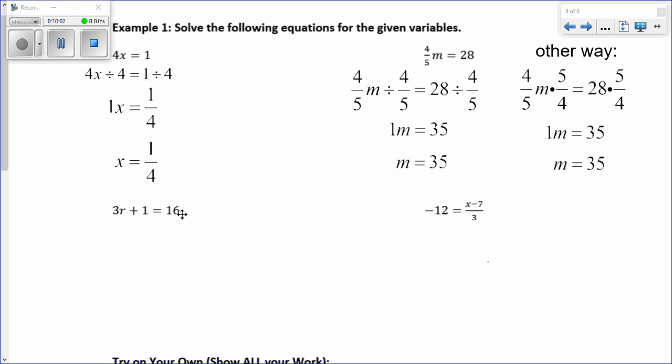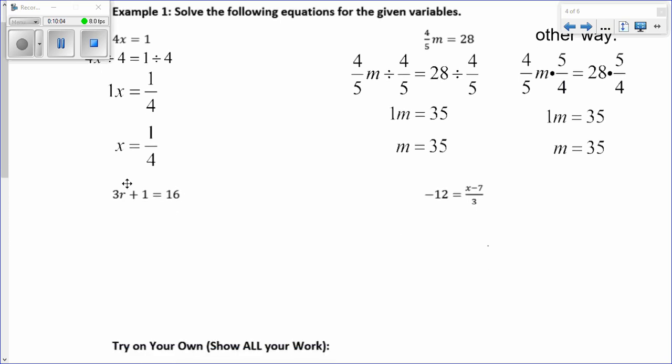Okay, and then two-step equations where we have two operations happening to the variable. So here the r is being multiplied and we're adding 1 to it. So according to Stat Meg, we have to undo this plus 1 first. So to undo that, we subtract 1 from both sides. That way the 1 minus 1 will cancel out, leaving us with 3r equals 15. Now we can undo this multiplication by dividing by 3. The 3's will cancel out here, leaving 1r, and then r equals 5.